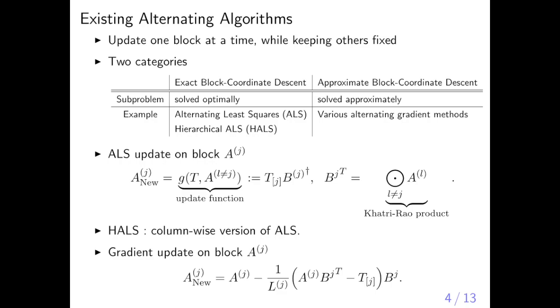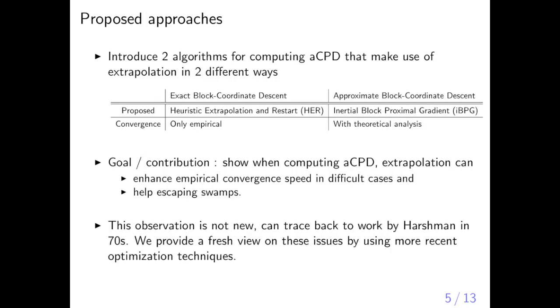In the approximate BCD, such as various gradient update algorithms, the update of a block is basically to perform a gradient step. Here, L is the Lipschitz constant of the gradient evaluated at the current point, and B is defined as above. In this paper, we introduce and compare two algorithms for solving aCPD that make use of extrapolation of the variable sequence: the heuristic extrapolation and restart, in short HER, and inertial block proximal gradient, in short IBPG.